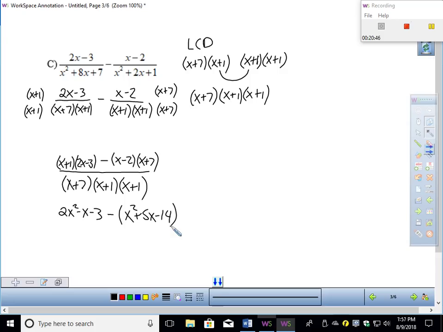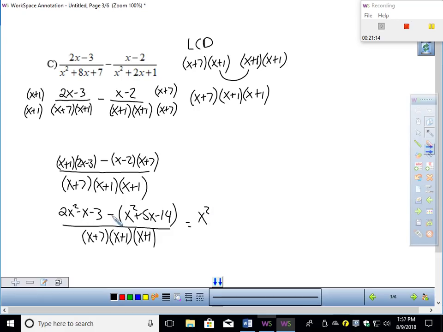So if I FOIL these two binomials together, that's what I get. All right, over the LCD. X plus 7, x plus 1 squared, or just another x plus 1. Okay. Well, let's combine the like terms, see what happens on the restrictions, and move on to the next piece. So 2x squared minus 1x squared is x squared.